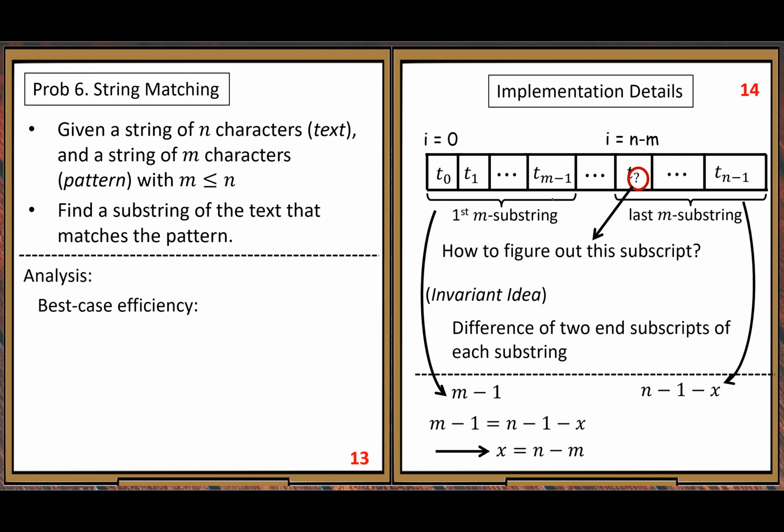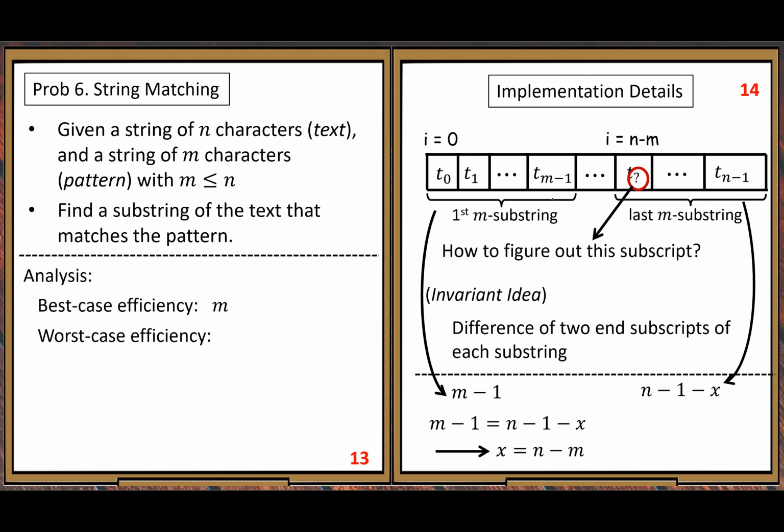Now, efficiency. Best case efficiency. When you do the string matching, in the best case you only do one substring comparison. For the first n substring, after you do character by character comparison, you're done. That's the best case. But the number of characters you need to compare: one substring, but you need to compare all the characters. So that's why you need to do n character comparisons.